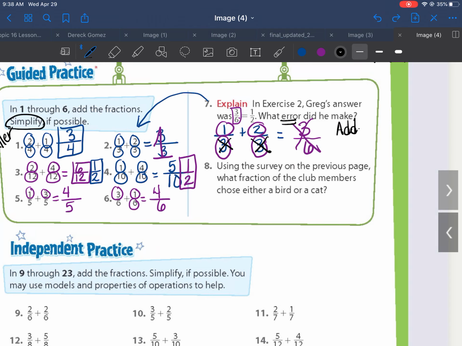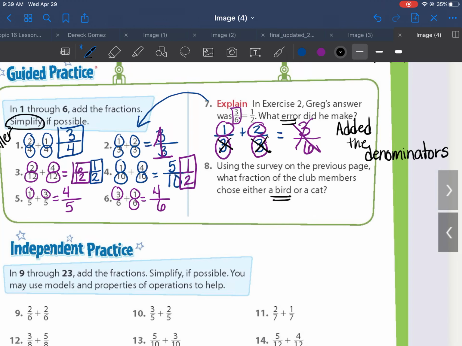So that was the error, right? The error is that he added the denominators. And we do not do that.